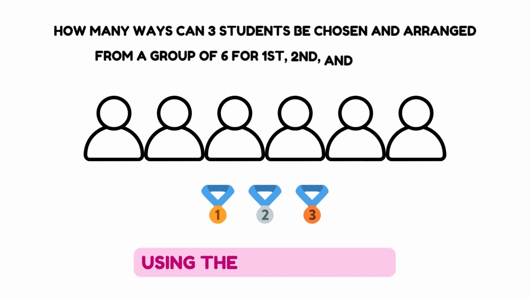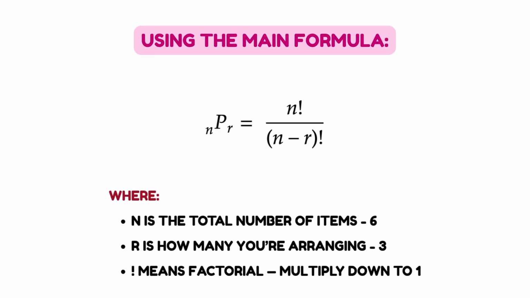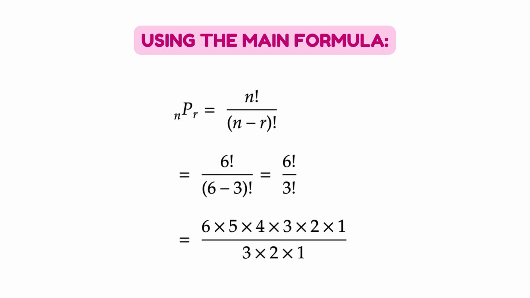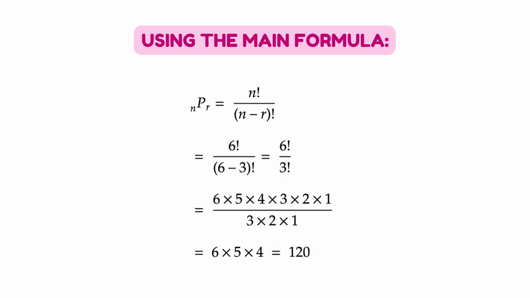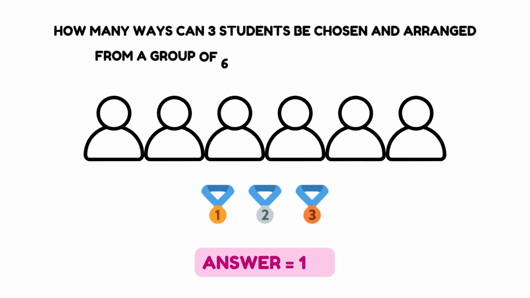Now, let's use the main formula and check our answer. So here, using our formula, we can plug in our values. So now we've got 6 factorial divided by 6 minus 3 factorial, or just 3 factorial. This can be simplified into 6 times 5 times 4, which is equal to 120. And our answer is 120 through both ways. We derived the formula, we know the formula, we understand the formula, and that is the best thing about maths.